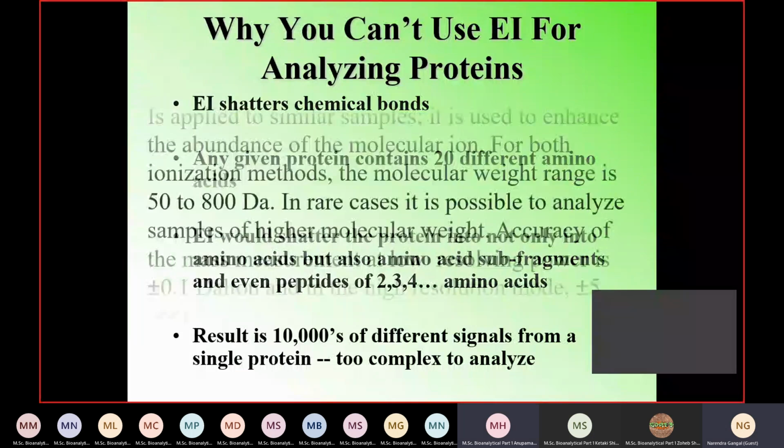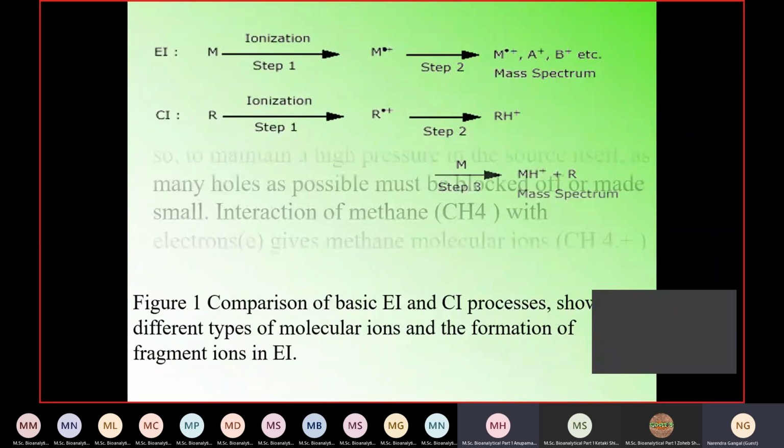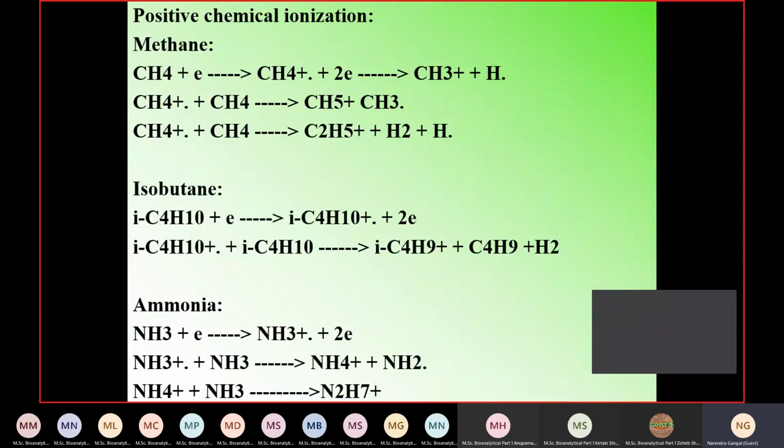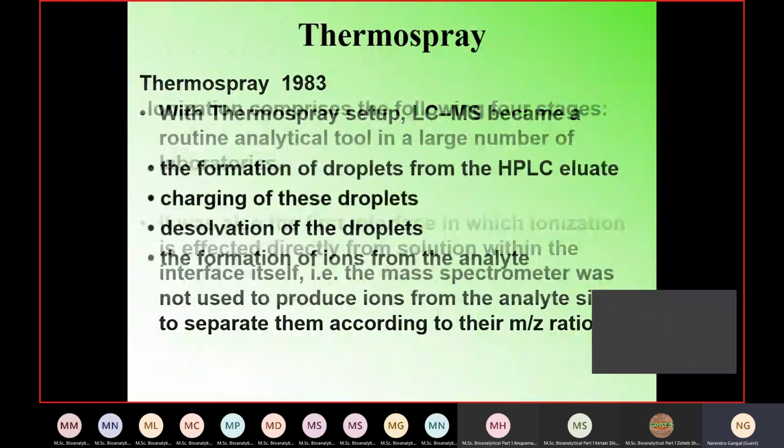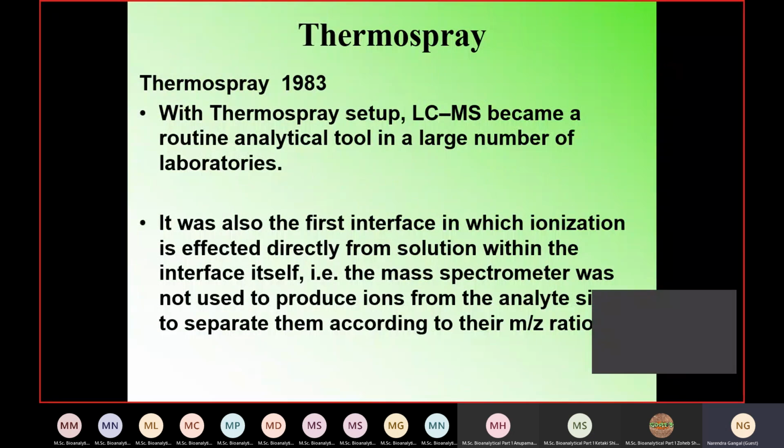Yes, sir. Okay. So now let us skip these slides. We already saw them last time. We will now go to LCMS. The first ionization source which was introduced for LCMS was thermospray. With the thermospray setup, LCMS became the routine analytical tool in a large number of laboratories. It was the first source.